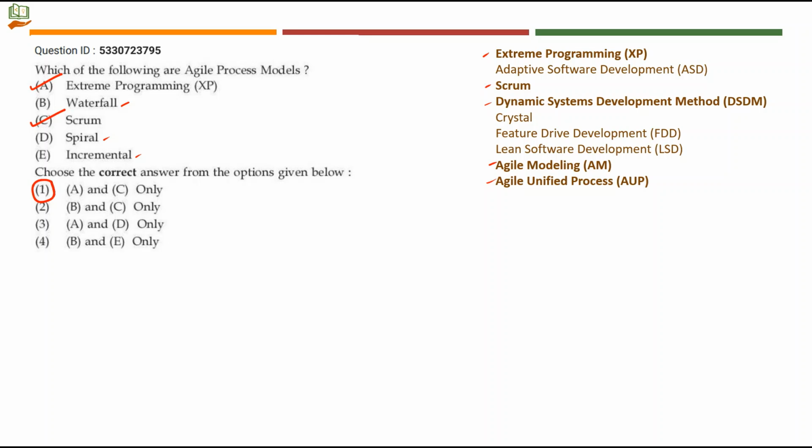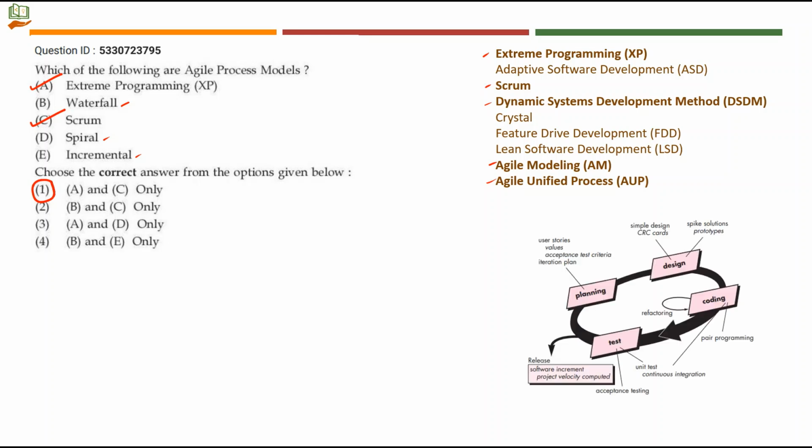So let's have a look at XP and Scrum now. Extreme programming's process cycle will be like this: planning, design, coding and testing. In coding we have something called refactoring, and planning is done through user stories. Then design is done through CRC cards, and coding involves pair programming. Testing involves unit and acceptance testing. Then comes the release after testing. So it's just a software increment, not the complete product. Every time it just goes on iterating and giving an increment of the particular product. So this is extreme programming.